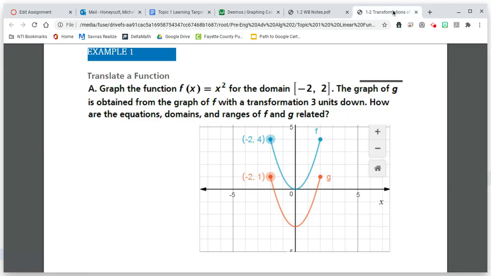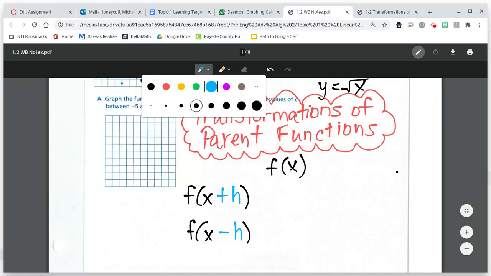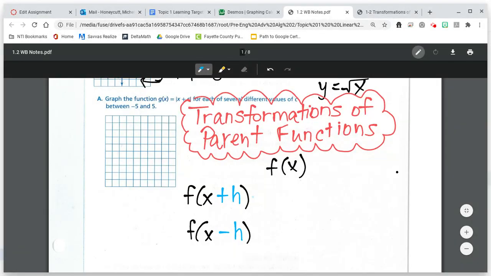So what we'll add to our notes is that anytime you add a number inside the grouping symbol, that is going to be a transformation to the left h units, whatever that number is. So if it were a 2 here, you go to the left 2. Okay, and I'll put an arrow there.